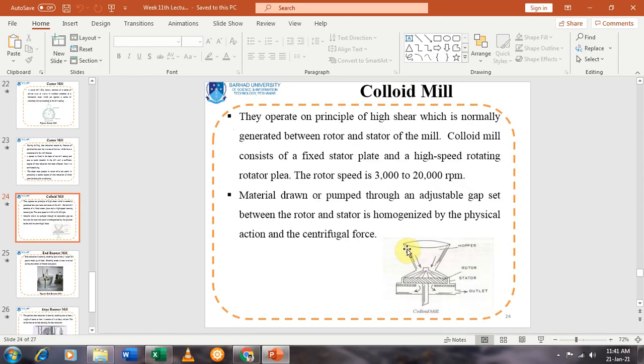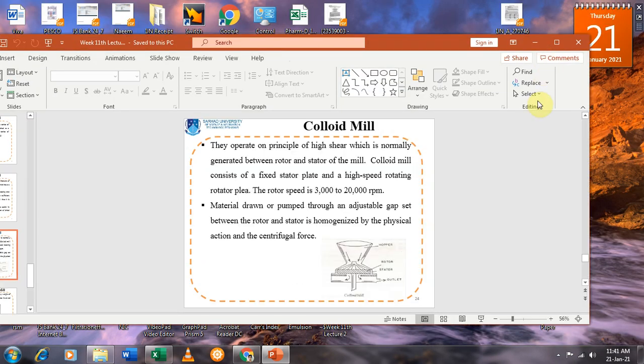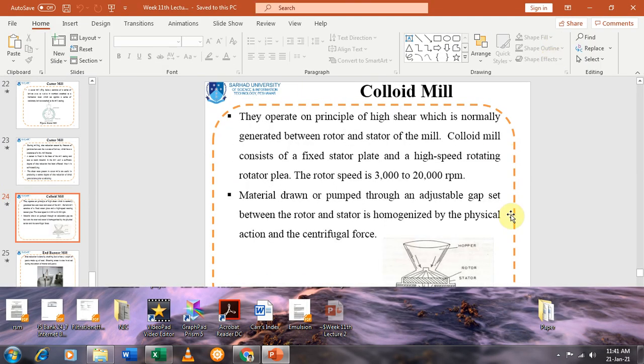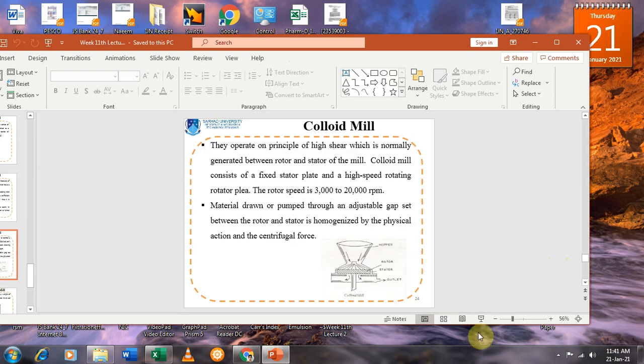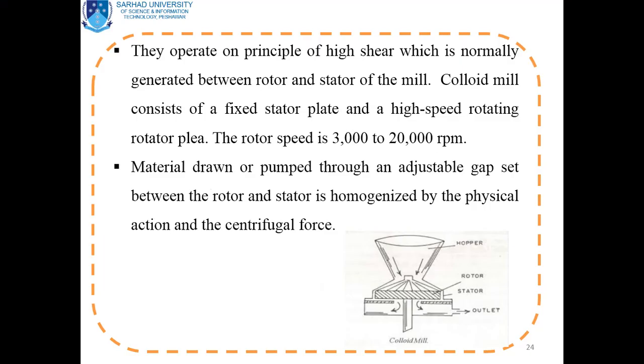Another equipment is termed the colloid mill. Colloid mills operate on the principle of high shear, which is normally generated between the rotor and stator of the mill.